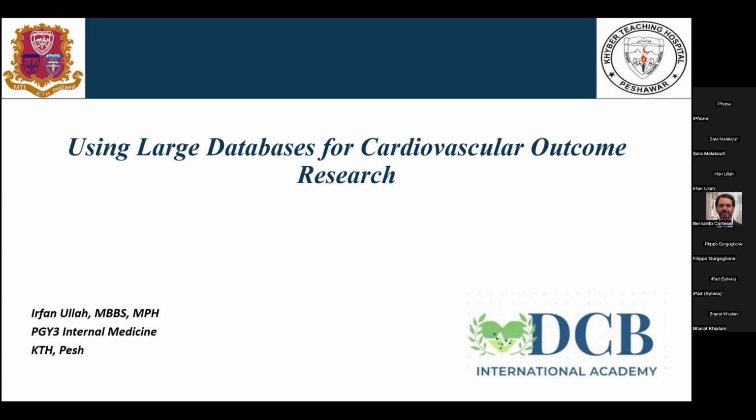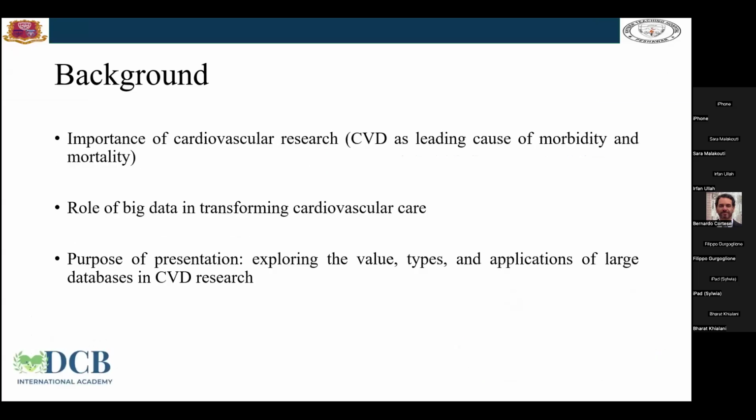So today I will be presenting on using large databases for cardiovascular outcome research. The background: cardiovascular research is very important because cardiovascular disease is the leading cause of death, and the role of big data in transforming cardiovascular care is very important for us. The purpose of this presentation is to explore the value, types, and application of large databases in cardiovascular research.